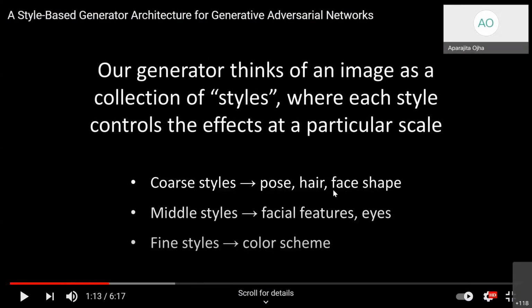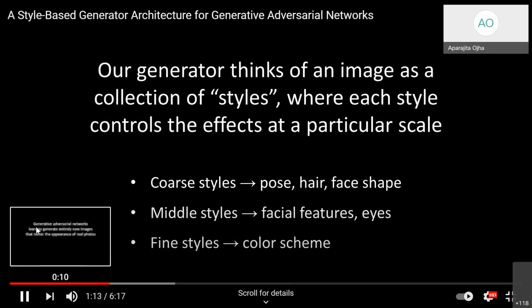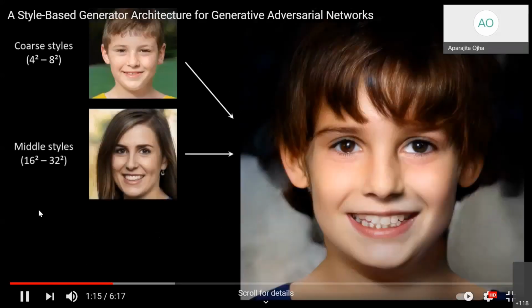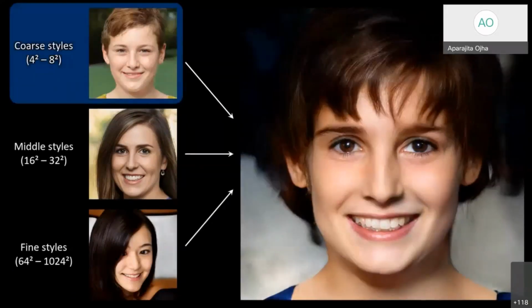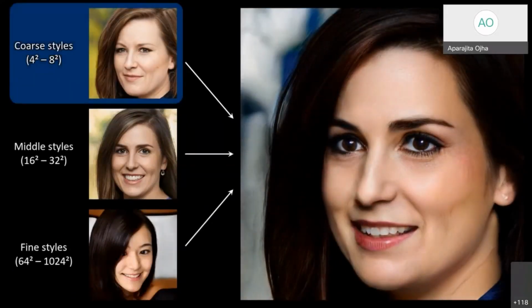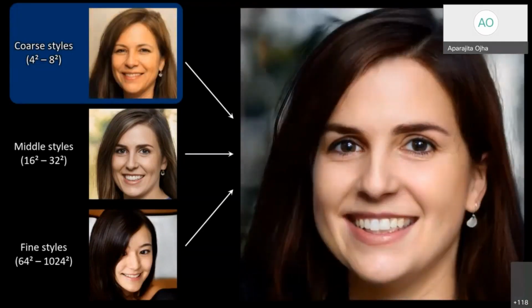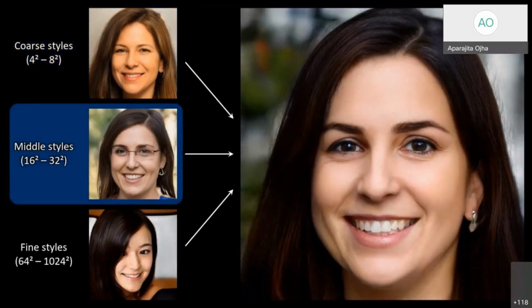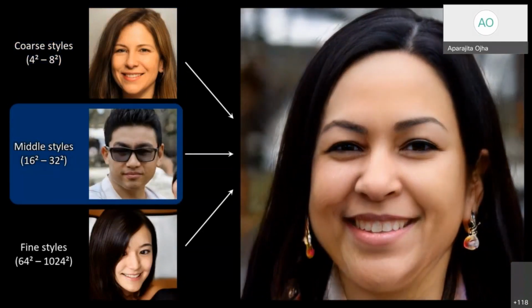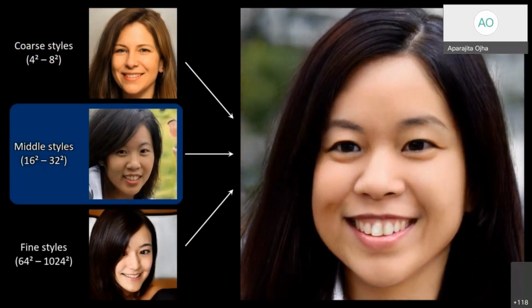Coarse styles: pose, hair, face shape. Middle styles: facial features, eyes. Fine styles: color scheme, and all those things using this. Can you believe that these people don't exist in the world? We don't think so, but the GAN has produced these images.